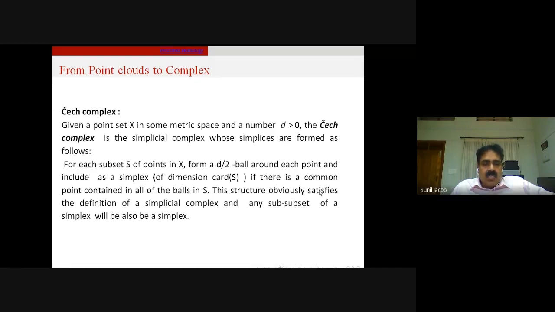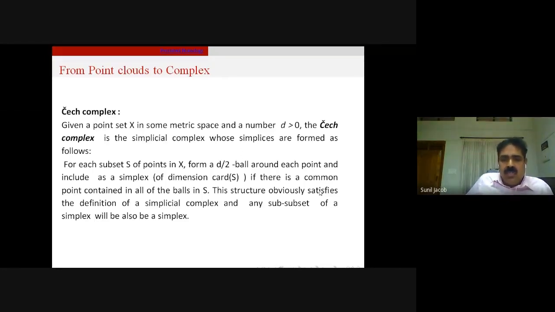Given a point set X in a metric space and a number d greater than 0, the Čech complex is the simplicial complex whose simplices are formed as follows. How do you construct a Čech complex from a point cloud? For each subset S of the point set X, form a d/2 ball around each point and include S as a simplex of dimension equal to the cardinality of S if there is a common point contained in all of the balls. This structure obviously satisfies the definition of a simplicial complex, and any subset of a simplex will also be a simplex. This is how we construct a complex.